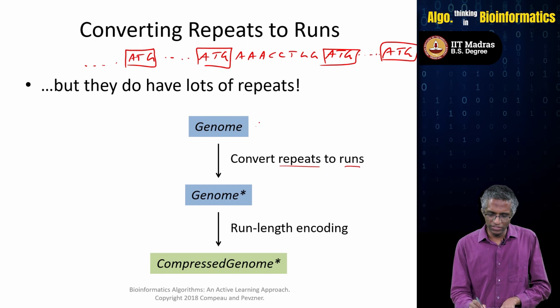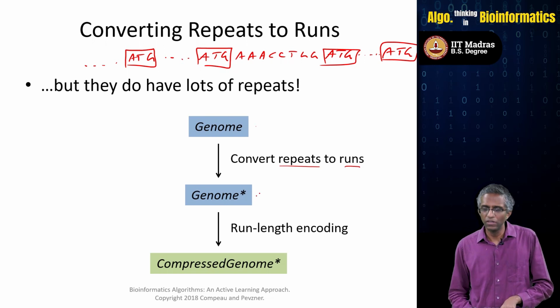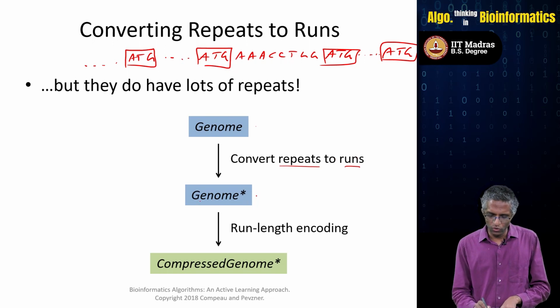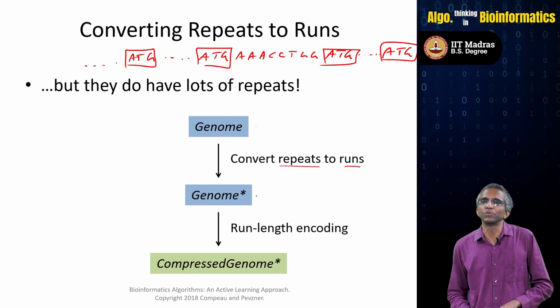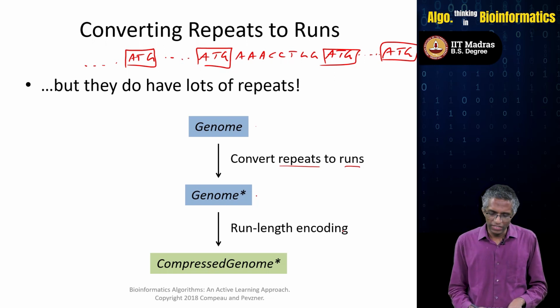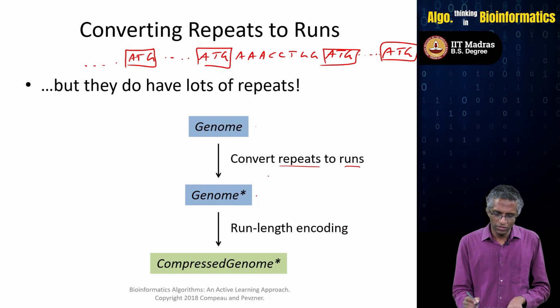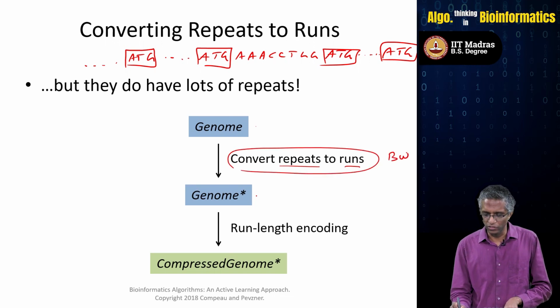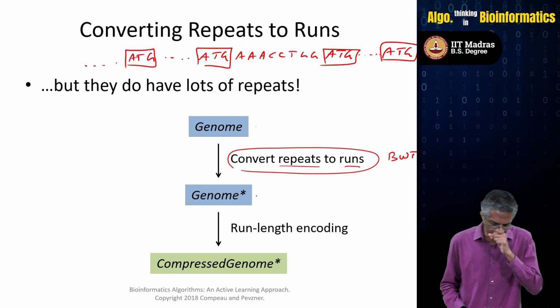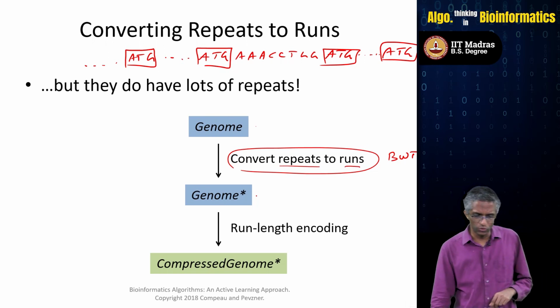Okay, so you take the genome, you convert it into some other representation, a transformed genome, such that the repeats are converted into runs. Then you can store the transformed genome using run length encoding. Okay, that is the idea. And this magical transformation of converting repeats to runs is done by the Burrows-Wheeler transform. That's what we are going to look at next.